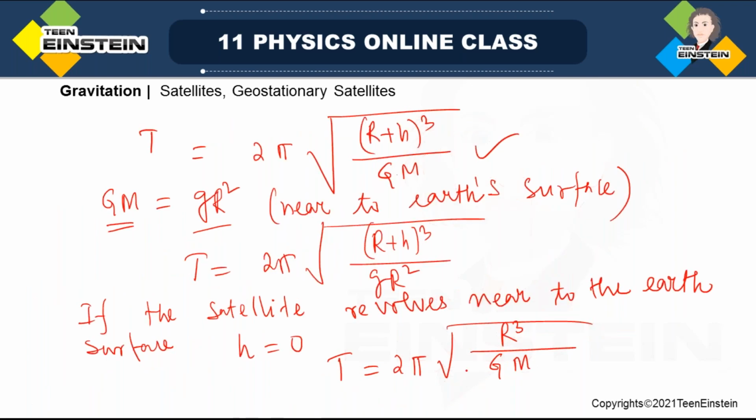Near the earth surface. Look here, if we put h equal to 0, you will see how much you get, it will be r by g. Better we write what we have got there: 3 pi by g into rho. This is on the earth surface. Okay, so we have got the expression for the time period.